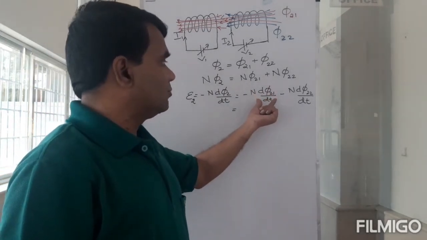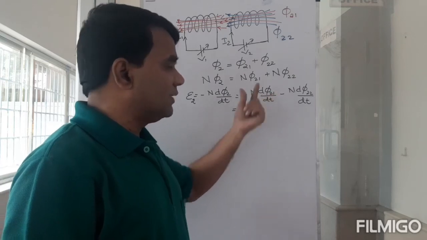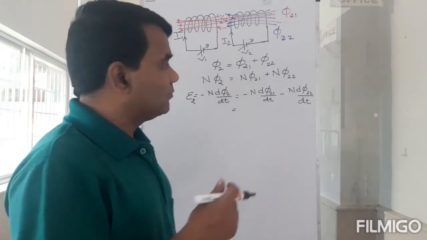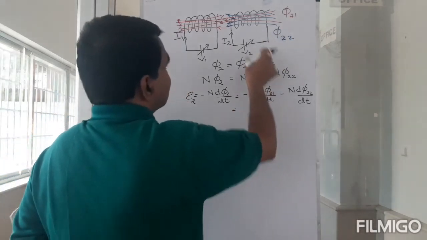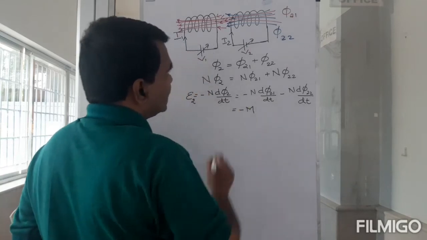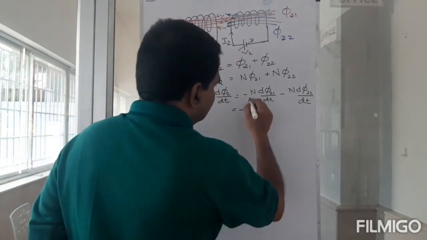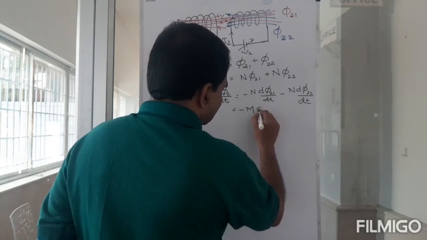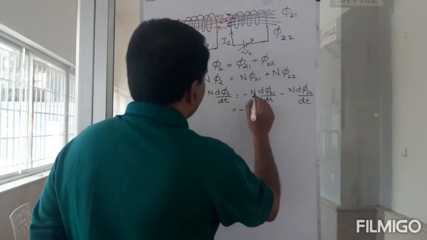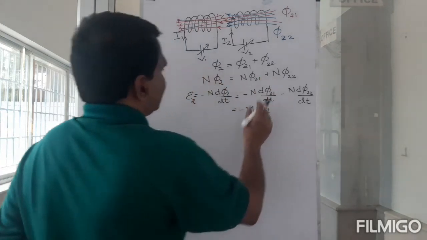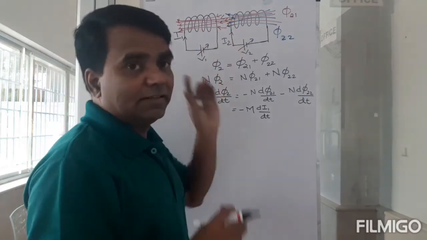This N d phi 2 by dt is the mutual inductance part, right? Because this is changing because of that. So you get minus M, the mutual inductance between these two, into dI1 by dt. We saw that, okay?